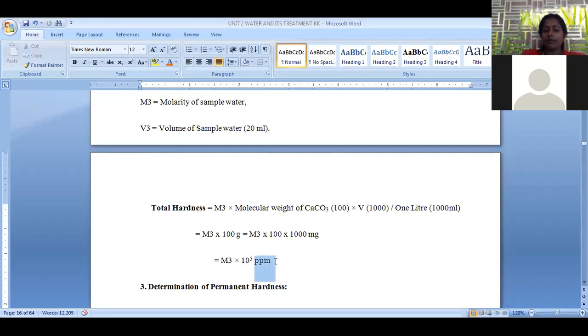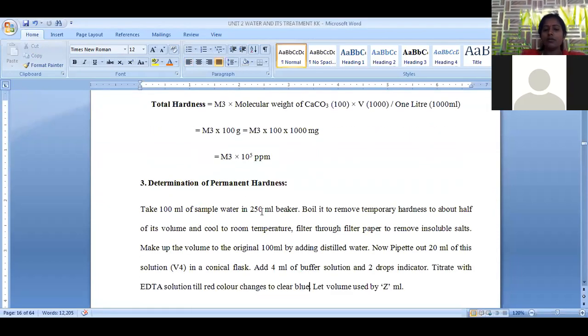So because ppm is the universal unit for the measurement of hardness, M3 is the total hardness molarity. 10 to the power of 5 is nothing but 100, the molecular weight of calcium carbonate, multiplied by 1000, the multiplication factor to convert grams into milligrams. In this way, M3 into 10 to the power of 5, we will get total hardness in ppm. So this is about total hardness.